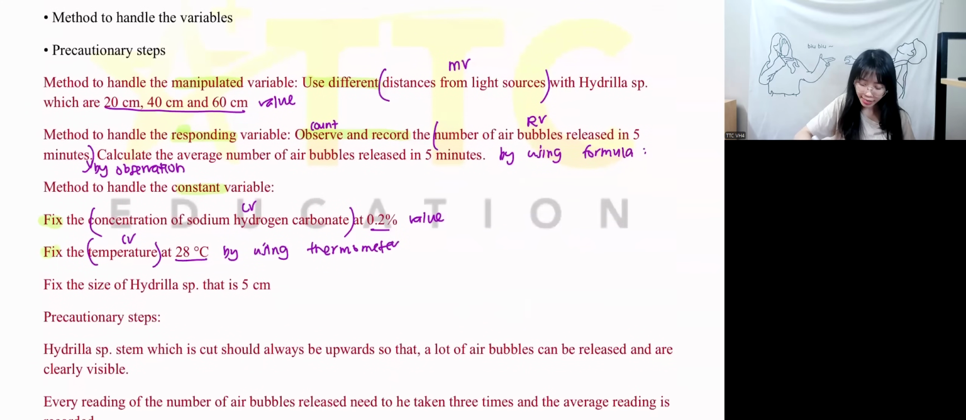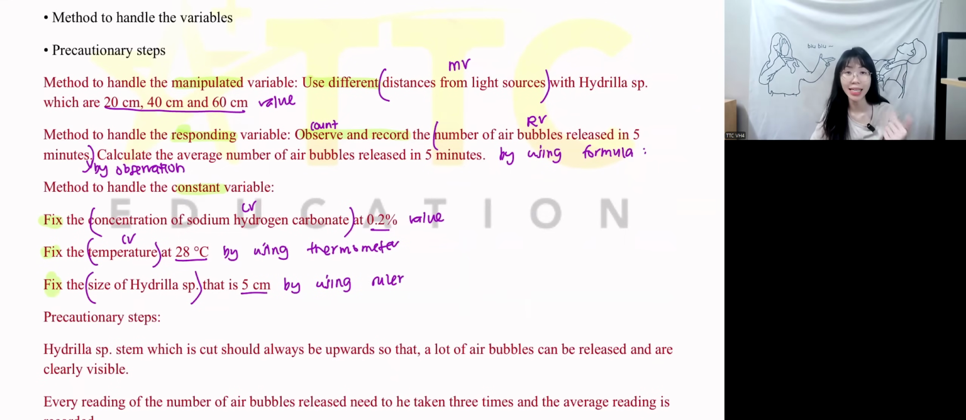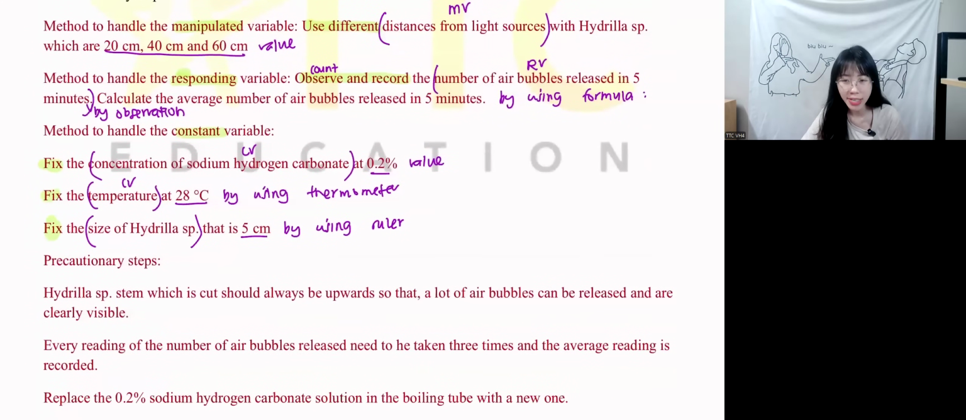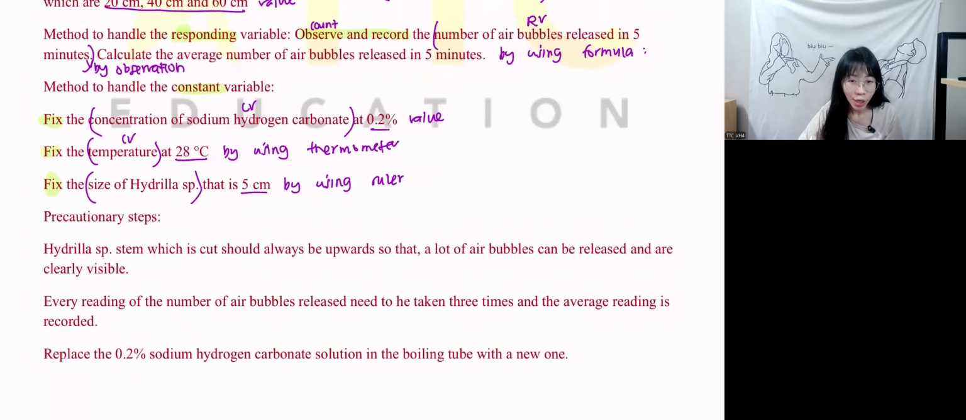Okay, fix the size of Hydrilla species. If you have to cut the Hydrilla, you can cut 5 cm, 4 cm, doesn't matter, okay? At 5 cm by using ruler. You can say by using ruler and scalpel. Scalpel is the knife, it's called scalpel. Your precautionary step. In exam, if they don't ask you to write your procedure, sometimes they ask you to write your precautionary step. So remember, 3 points.